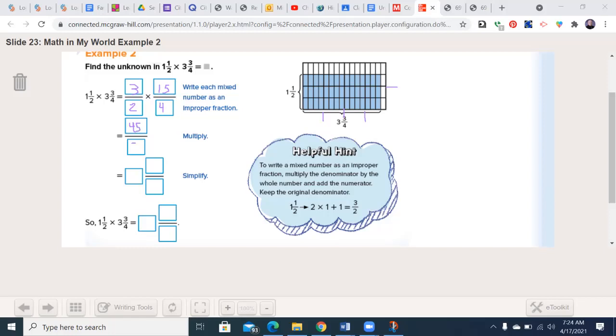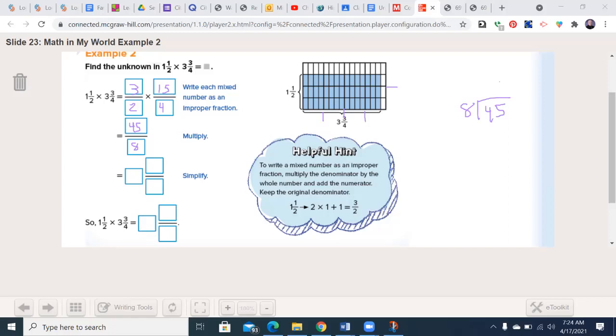2 times 4 is 8. I have to simplify that. And I'm going to keep showing you the division way, but you might already have this math fact in your head. That gives you a visual, if nothing else.